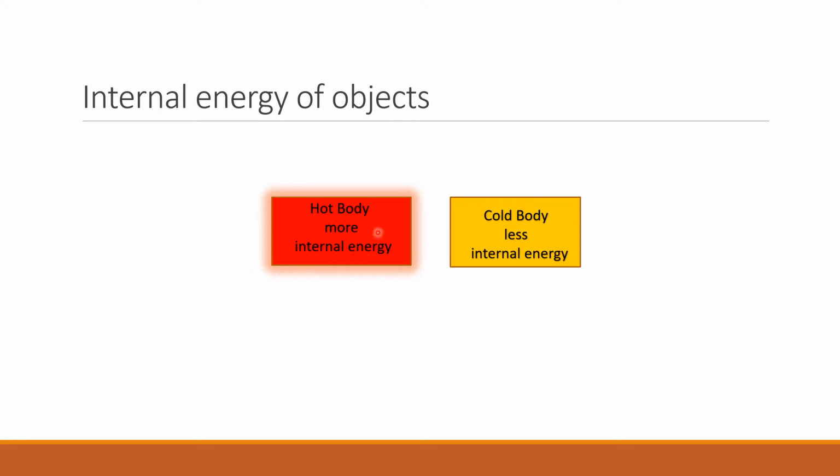Here, this is a hot body and a cold body. Hot body has more internal energy. The molecules in the hot body have higher kinetic energy, that is, molecules are moving with a high velocity. As a result, the hot body has more internal energy as compared to the cold body.